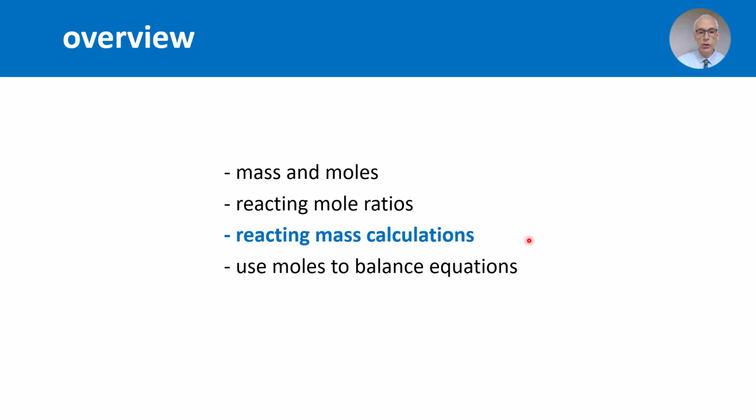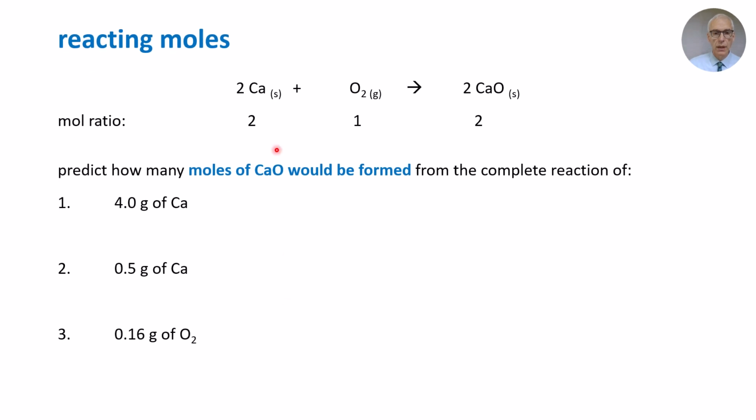So let's move on to calculating some reacting masses. Let's start with a different equation. 2 calciums, 1 oxygen forms 2 calcium oxide. So the mole ratio is 2 to 1 to 2. Predict how many moles of calcium oxide will be formed from the complete reaction of. On this occasion, we're starting with a mass of calcium, which would be the type of data produced from an experiment. So 4 grams of calcium, how many moles of calcium oxide will be formed?